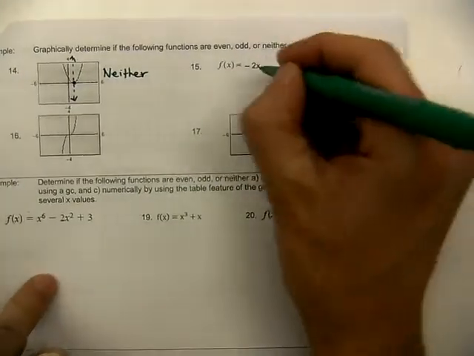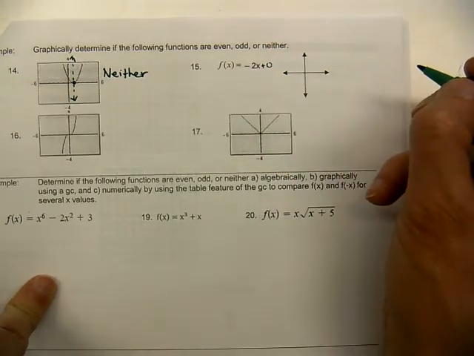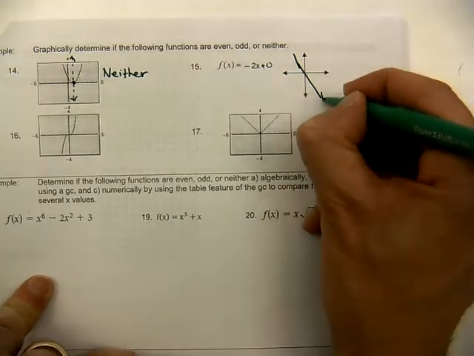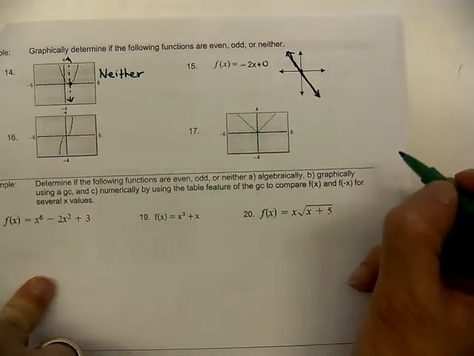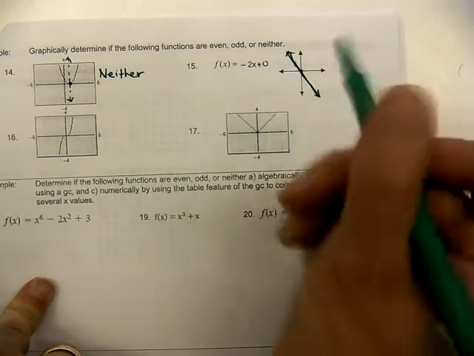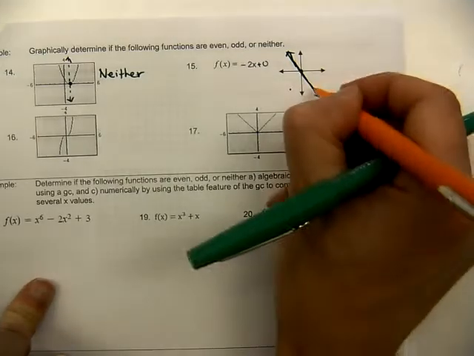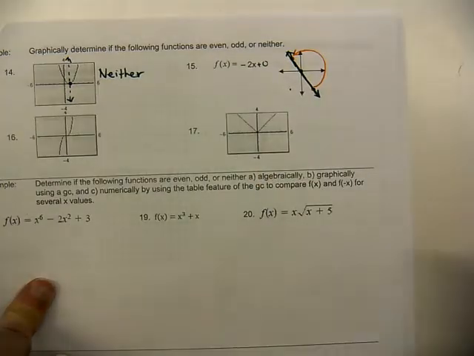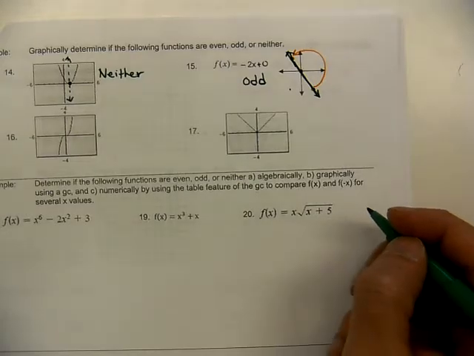Number 15, this is just the slope of a line, negative 2. So that's going to be falling. It passes through the origin, so something like that. I'm trying to draw a straight line there. So it does not have a reflection about the y-axis, because if you reflected this point, it would land over there. So it does not map onto itself. But we do see that this point rotates 180 degrees and lands on the line there. So we do have rotational symmetry, so that is an odd pattern.